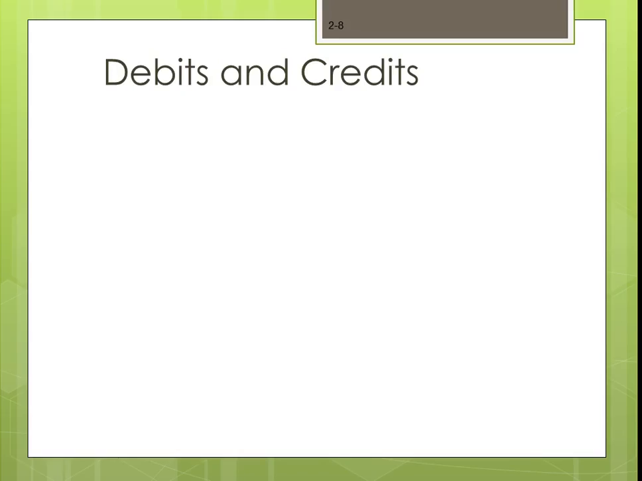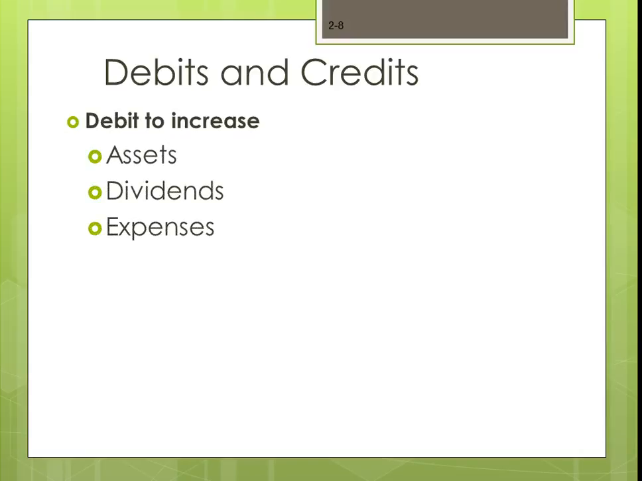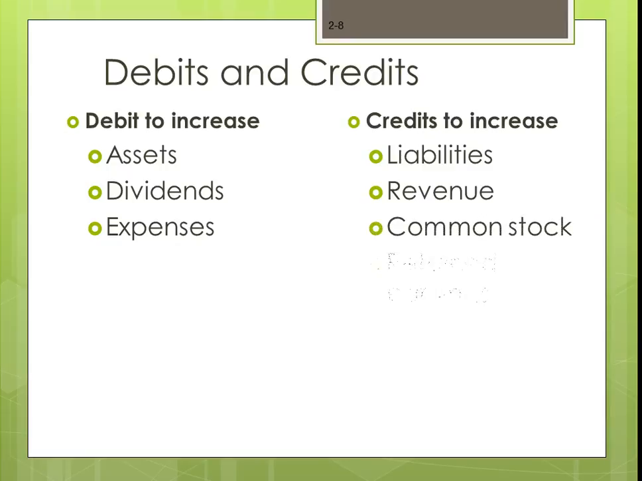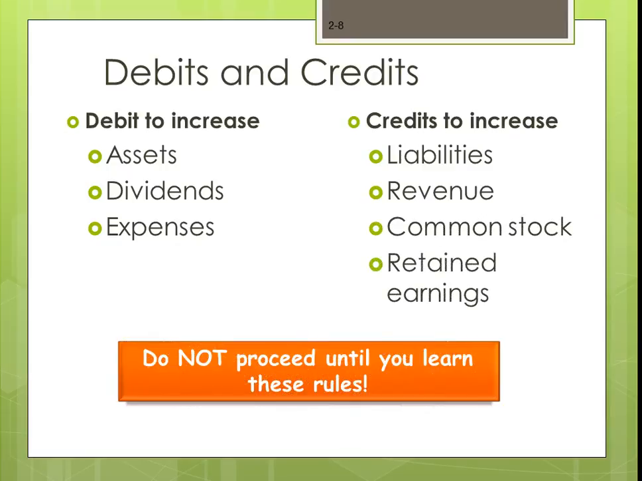Debits and credits, again, a rehash of that. To increase with a debit, it would be assets, dividends, and expenses. Credits will increase liabilities, revenue, common stock, and retained earnings. Make sure you understand this well, because you need to understand this whenever a financial transaction occurs. The first thing you're going to figure out is, what is it? Did it go up or down? And that's going to determine what you debit and what you credit.